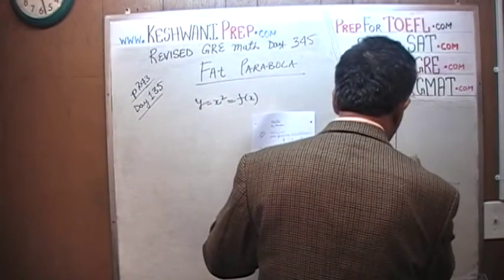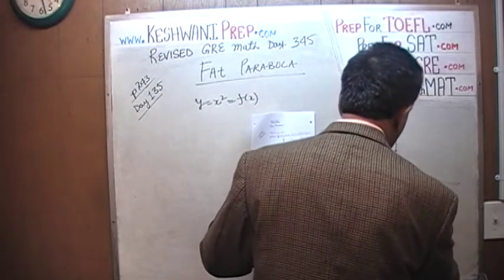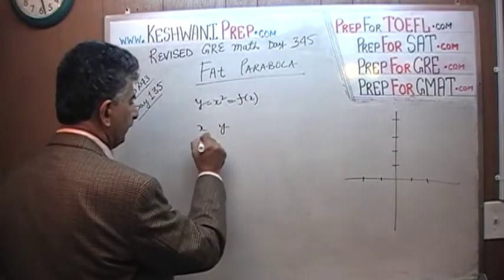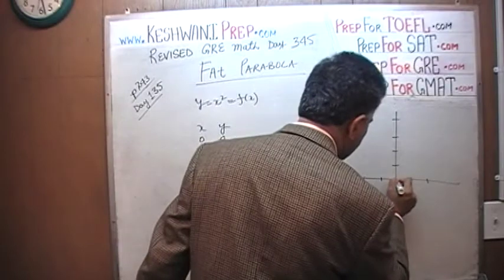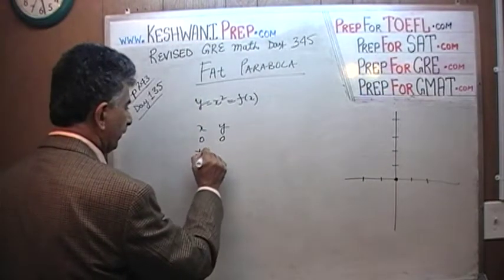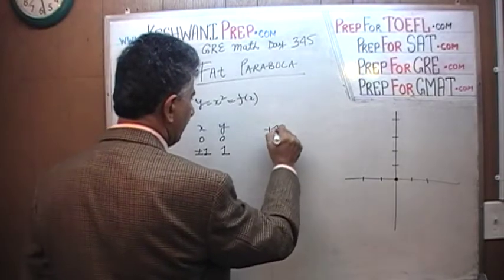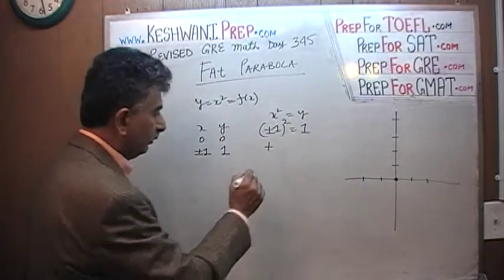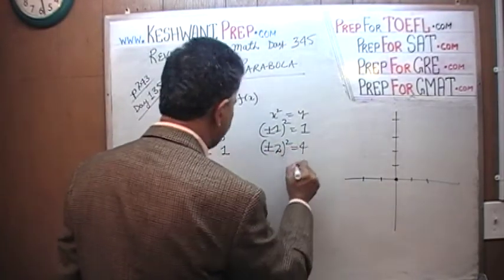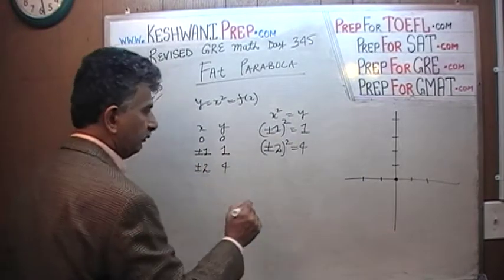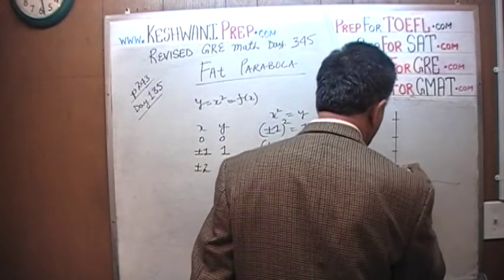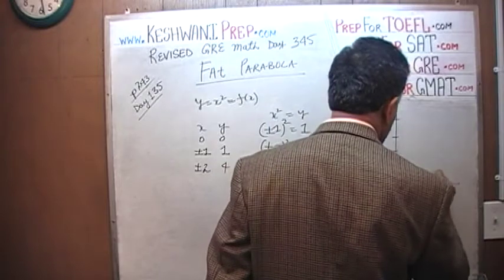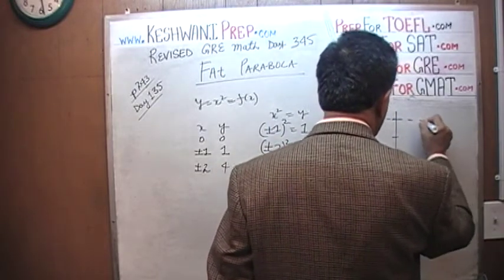So here we have 1, 2, 3, 4, 1, 2. When x is equal to 0, y is going to be 0. And when x is equal to positive 1 or negative 1, y is going to be 1, because the square of positive 1 or negative 1 is just 1. Here is your x squared, which is y. When x is positive 2 or negative 2, y is 4.